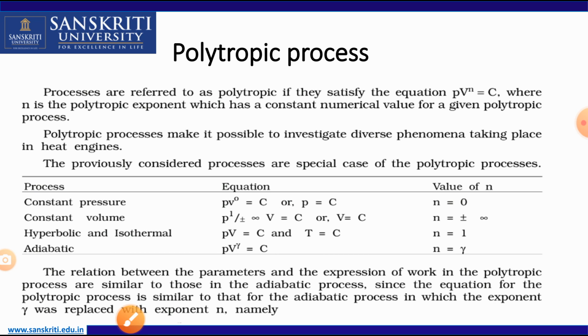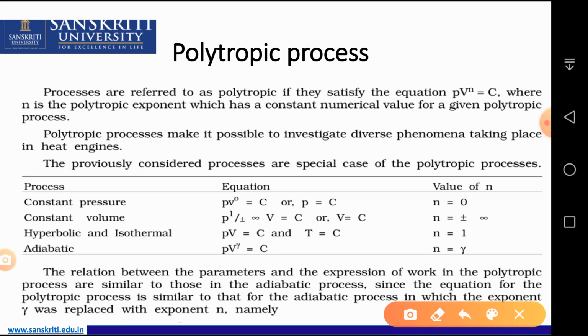Next, polytropic process. The processes are referred to as polytropic if they satisfy the equation PV to the power n equal to C, where n is the polytropic index or exponent which has a constant numerical value for a given polytropic process. So polytropic processes make it possible to investigate phenomena taking place in heat engines. So these are the poly indices.